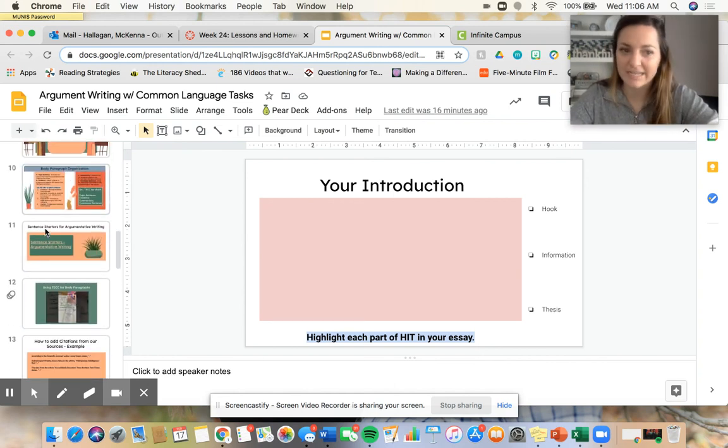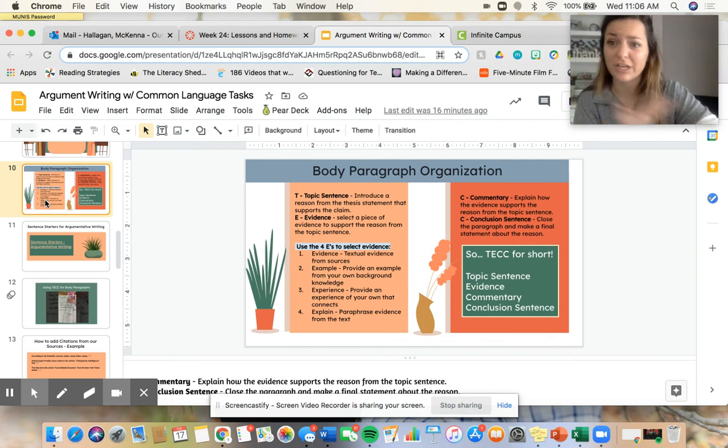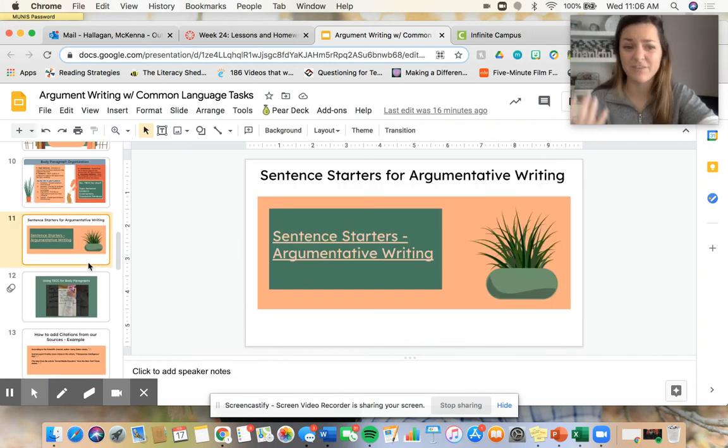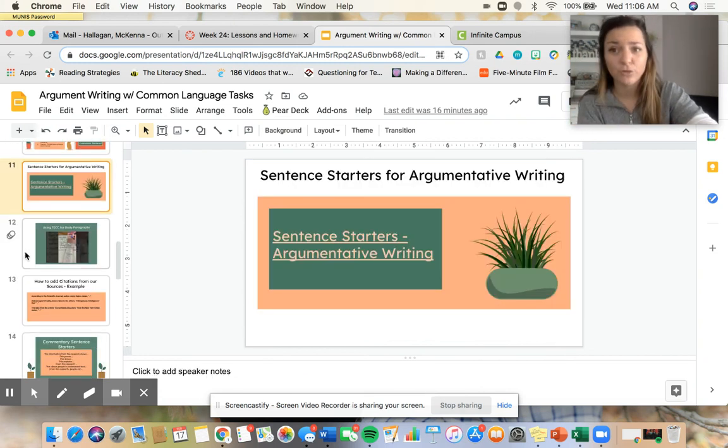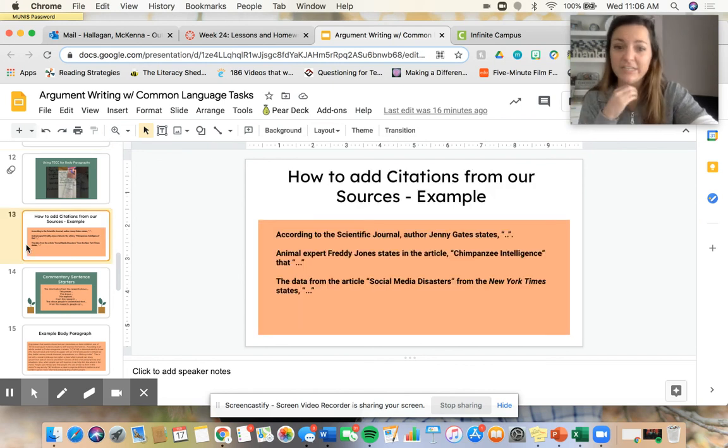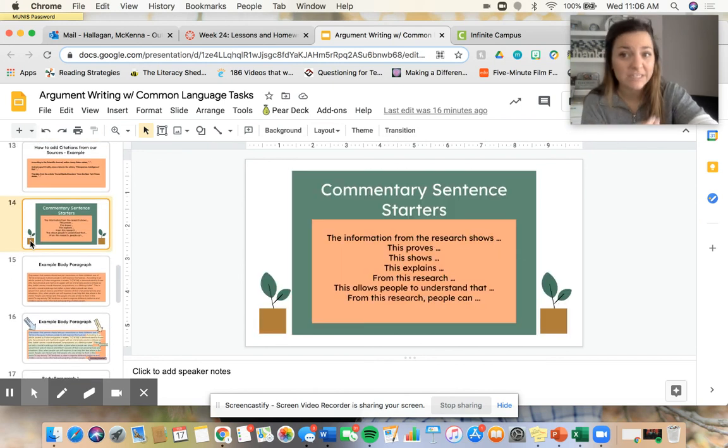Okay, let's look at these. Slide 10 tells you how to organize your body paragraphs. I give you sentence starters. I tell you how to include evidence on slide 12. 13 gives you citation examples. 14 gives you commentary sentence starters. You need to use these resources, okay?